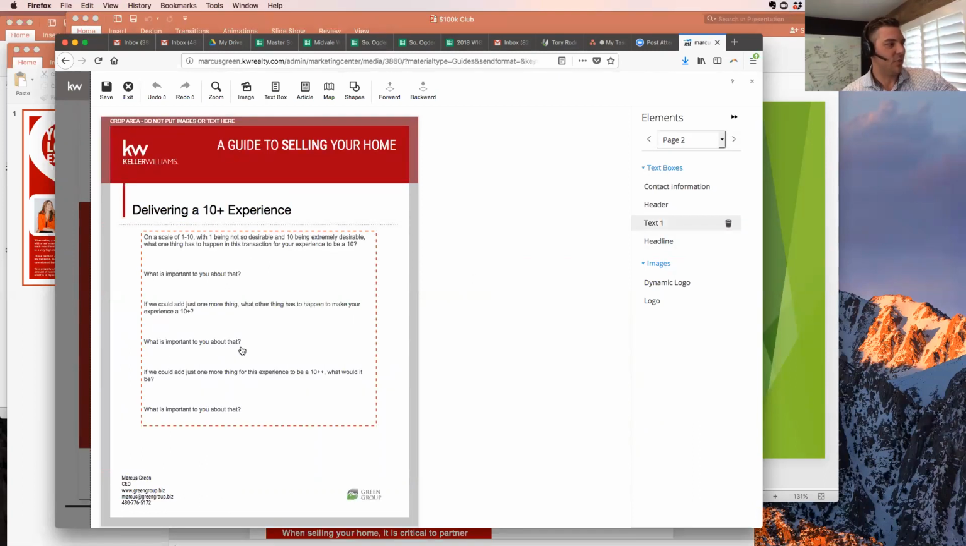It even gives you some questions to ask right there, where you can just go through as if this is part of the presentation and say, hey, help me understand, on a scale of 1 to 10, with 1 being the worst and 10 being the best, what's the one thing that has to happen in this transaction for your experience to be a 10? Okay. And then I like the follow-up question. Okay, awesome. Take notes right on there.